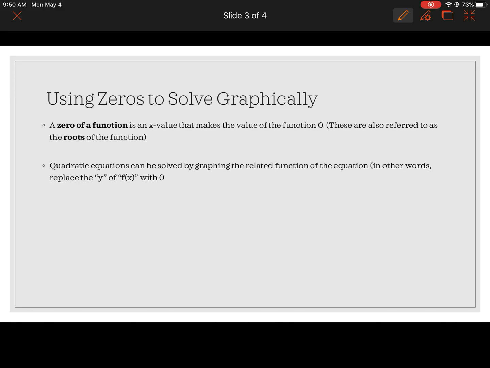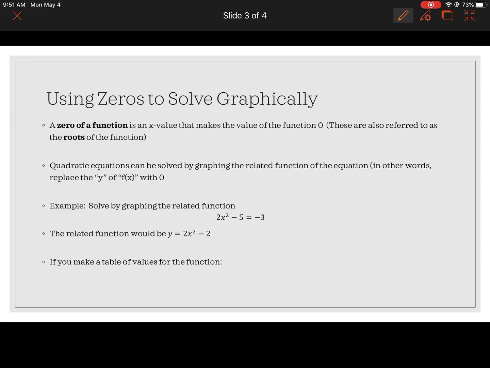Second, our quadratic equations can be solved by graphing the related function. In other words, we're just going to replace y equals, or f of x equals, with 0. So we're just setting the equation or function equal to 0. So for example, if we had an equation here of 2x minus 5 equals negative 3, and we wanted to set this equal to 0, we'd need to add 3 to both sides, and then just replace that 0 with y equals. So now we have a function of this same equation.